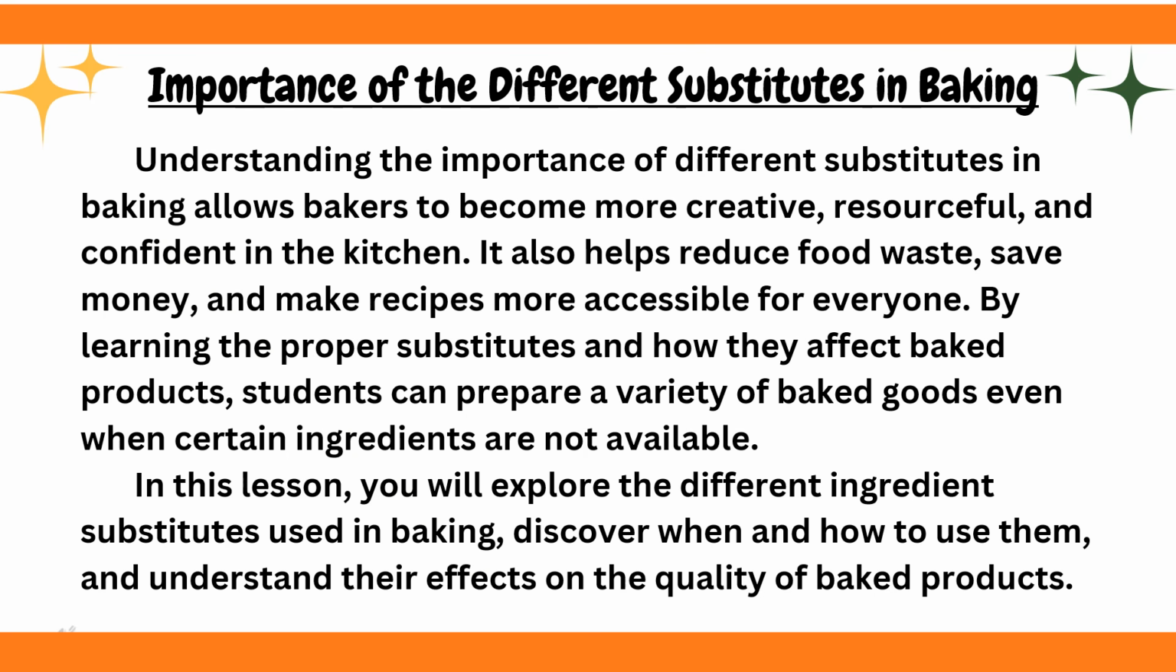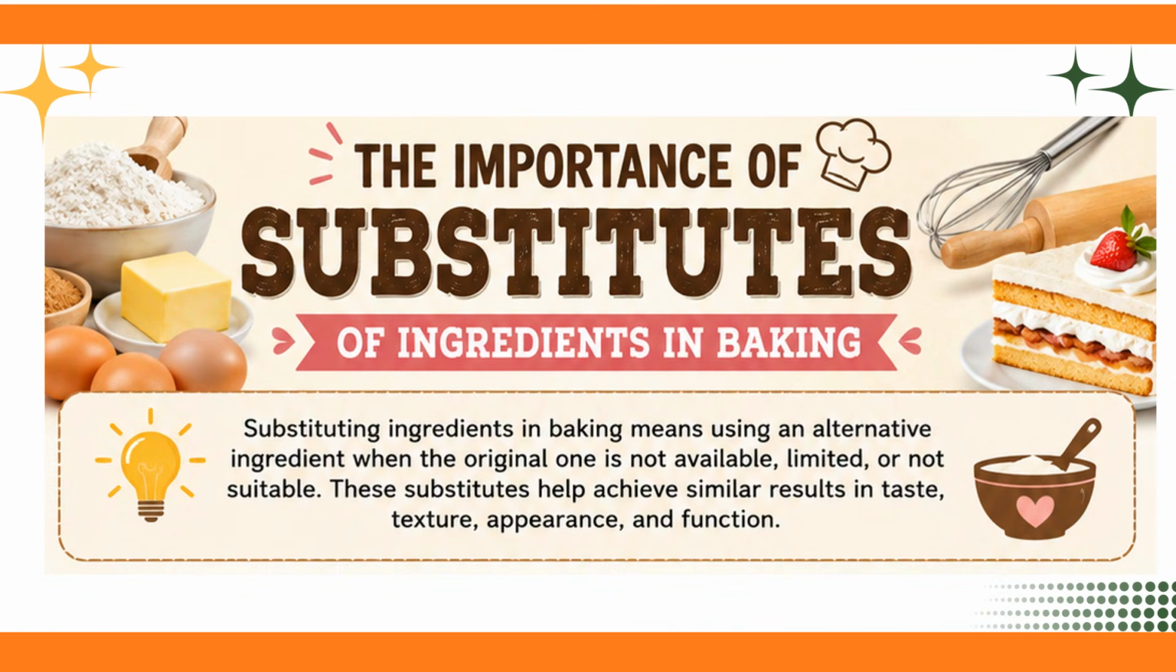Understanding the importance of different substitutes in baking allows bakers to become more creative, resourceful, and confident in the kitchen. It also helps reduce food waste, save money, and make recipes more accessible for everyone. By learning the proper substitutes and how they affect baked products, students can prepare a variety of baked goods even when certain ingredients are not available. Substituting ingredients in baking means using an alternative ingredient when the original one is not available, limited, or not suitable. These substitutes help achieve similar results in taste, texture, appearance, and function.